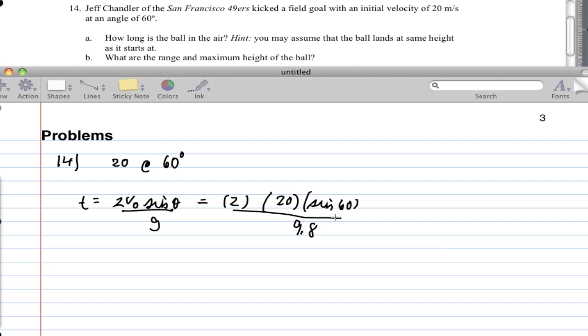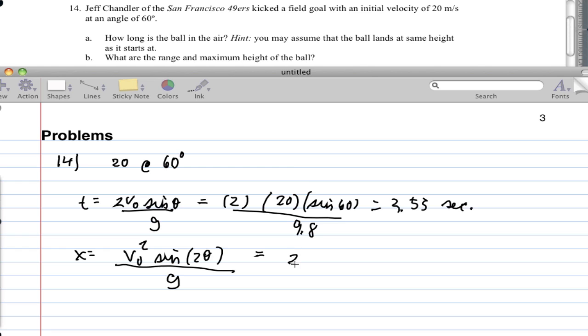And I'm getting a hang time of 3.53 seconds. And then we're going to end up getting a range of v naught squared sine of 2 theta divided by g. So let's just plug that in. So that's going to end up being 20 times the sine of 120 degrees divided by 9.8. So that's 20 squared. So let's get that range.